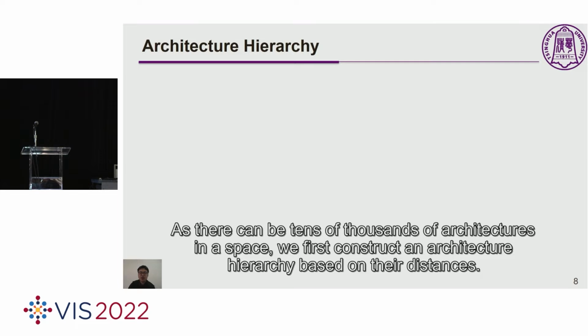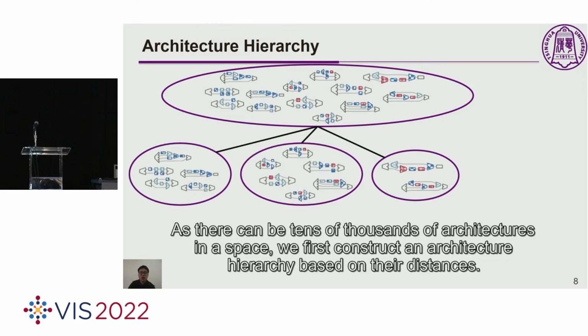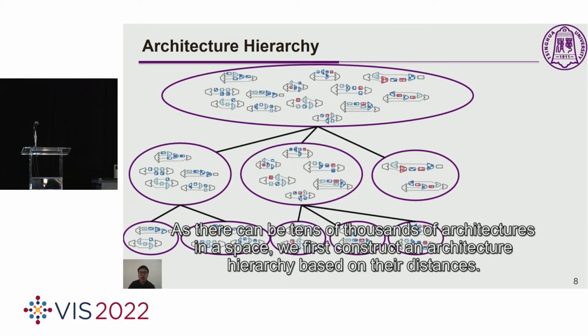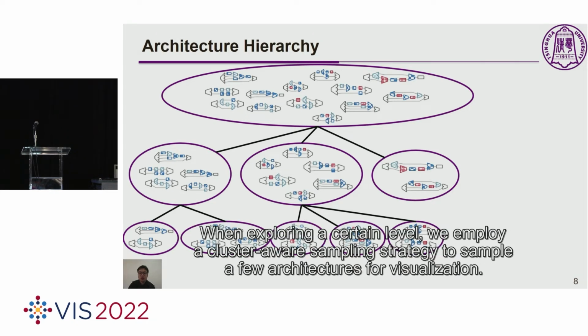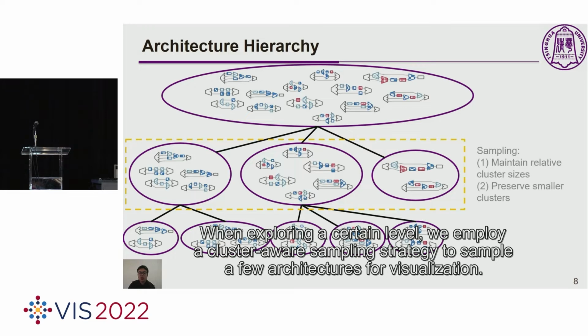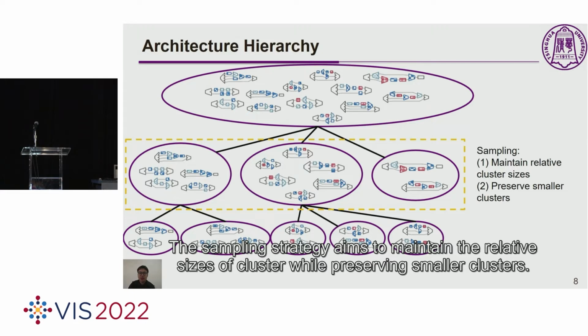As there can be tens of thousands of architectures in a space, we first construct an architecture hierarchy based on their distances. When exploring a certain level, we employ a cluster-aware sampling strategy to sample a few architectures for visualization. The sampling strategy aims to maintain the relative sizes of clusters while preserving smaller clusters.